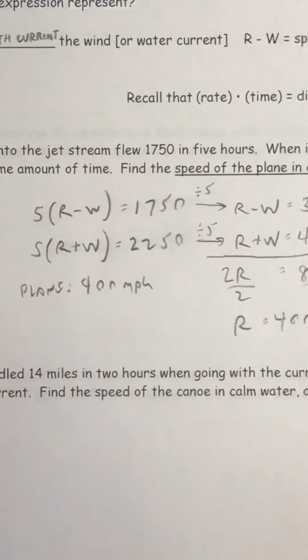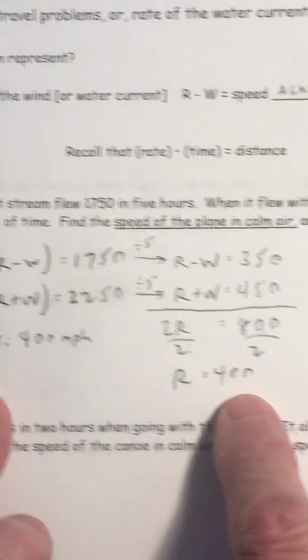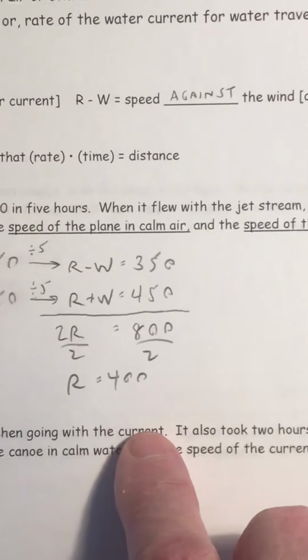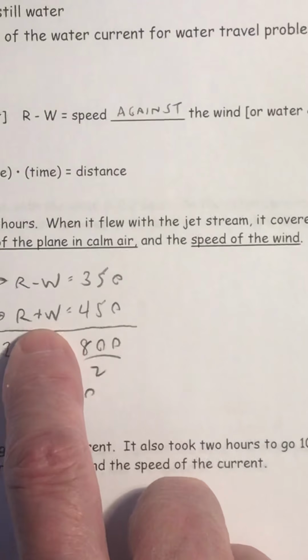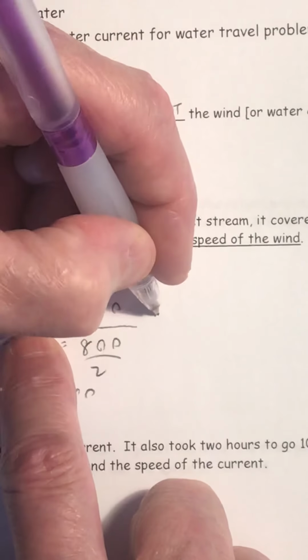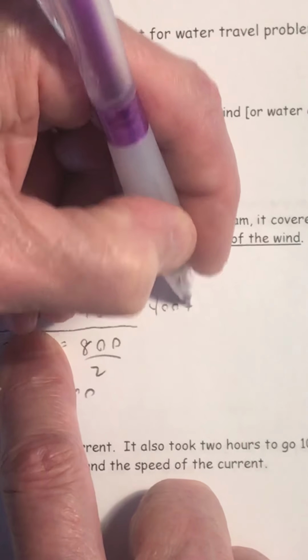Plane goes 400 miles per hour. And then use that 400 for R. You could use it here, here, here, or here. Where's the easiest place to use it? I'd say this last equation is the easiest place to use it. Probably don't even have to write this out, but I will anyhow.